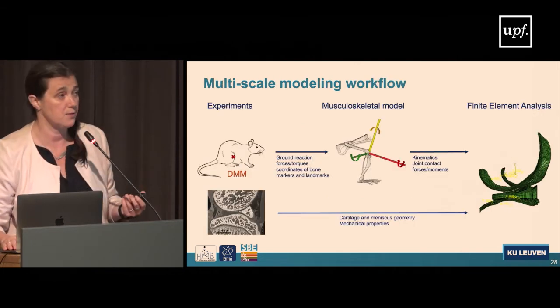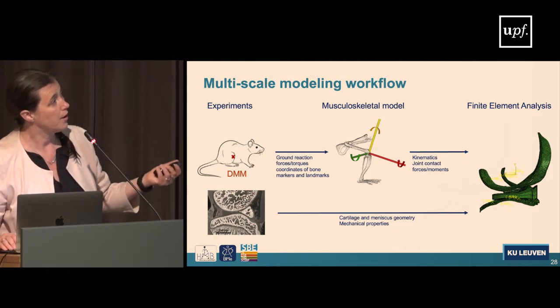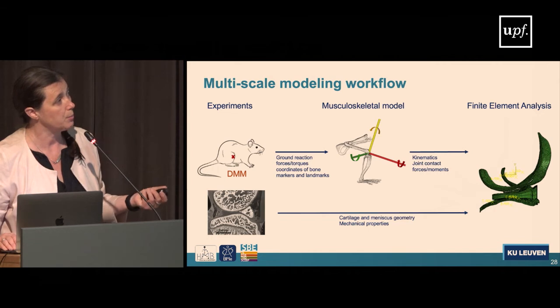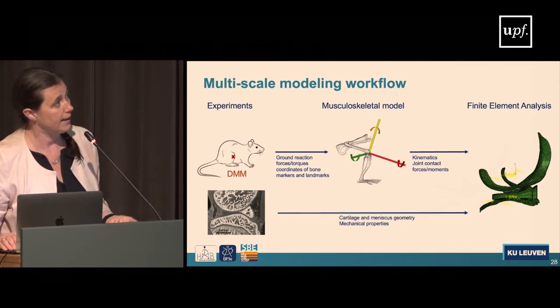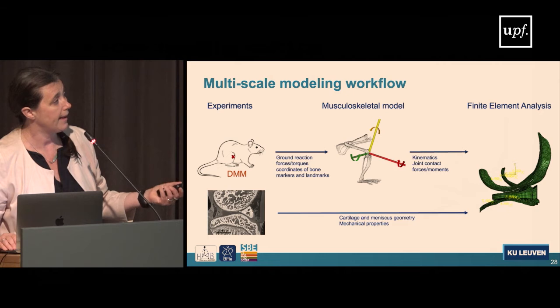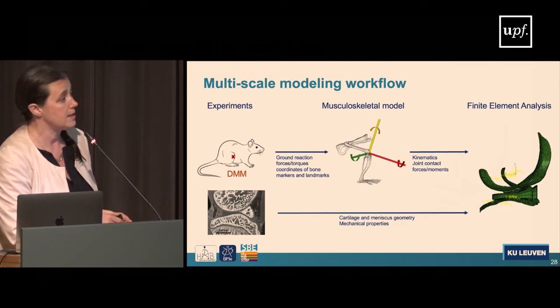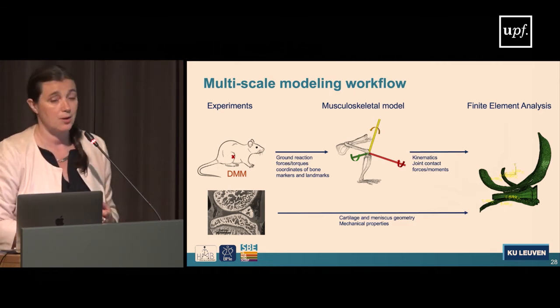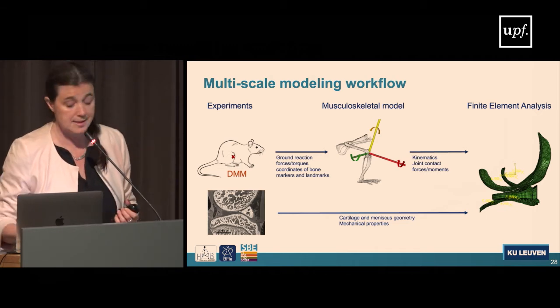So the workflow is very similar to what we are doing in humans. We have our test subjects. We use a musculoskeletal model of the rat, we try to link it to the finite element analysis, and then we will compare the mechanical local loading with the tissue adaptation that we can observe using micro-CT assessments.